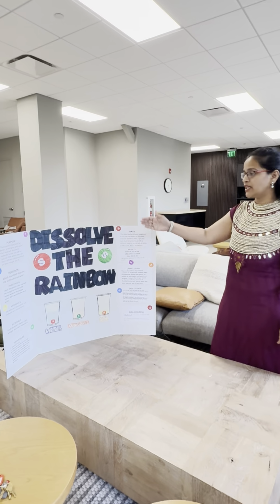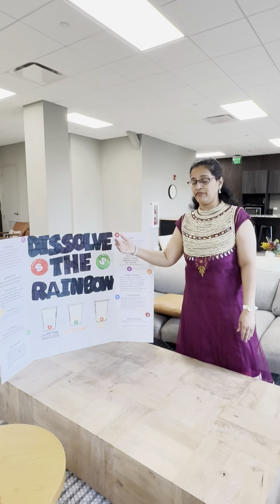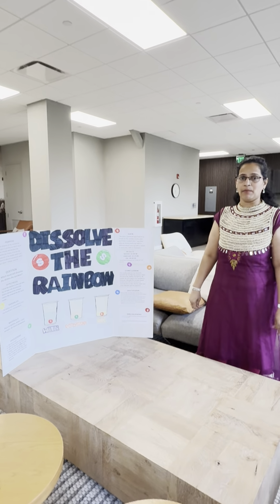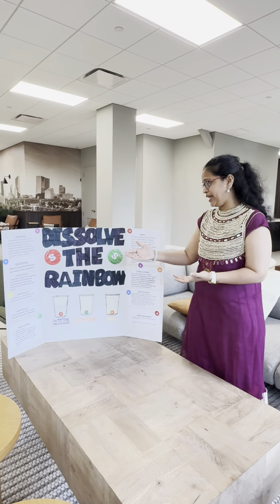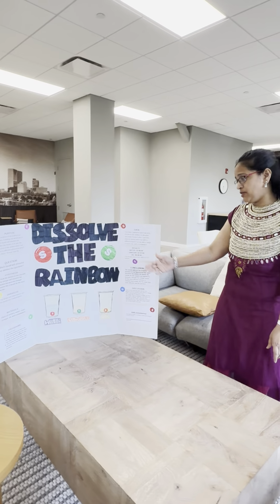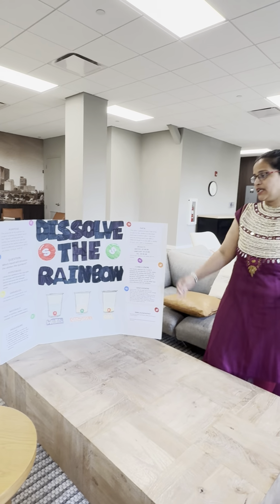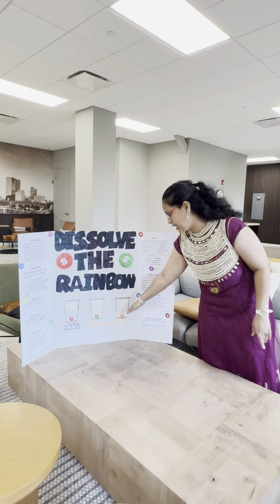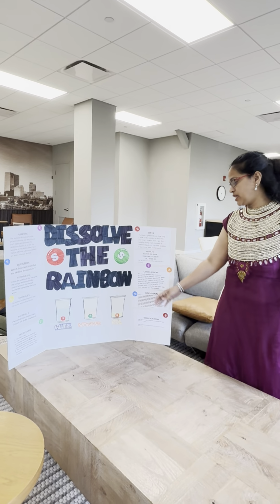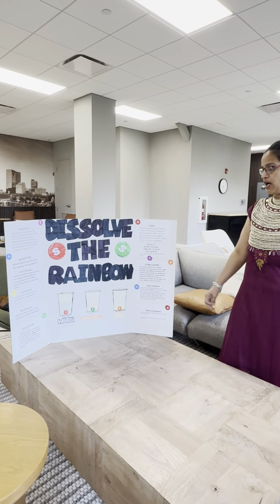So here you can see what the independent variables are and what the dependent variables are. Here, the dependent variable is the skittles, and the liquids are the independent variable, because there is no correlation between these three liquids. One is water, another is vinegar, and the other is oil.